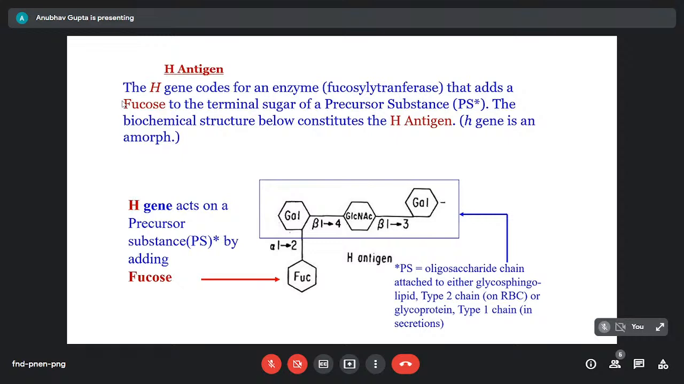So in the box I have told you the galactose is linked with the N-acetyl glucosamine through the 1,4 linkage, which is linked with the 1,3 linkage to the other galactose. That is, between the two galactose we have an N-acetyl glucosamine, and these, when acted upon by the H gene through the transferases, the enzyme is which transferase? It is fucosyl transferase. That fucosyl transferase adds the fucose sugar to the galactose at the alpha 1,2 linkage and forms the H substance.